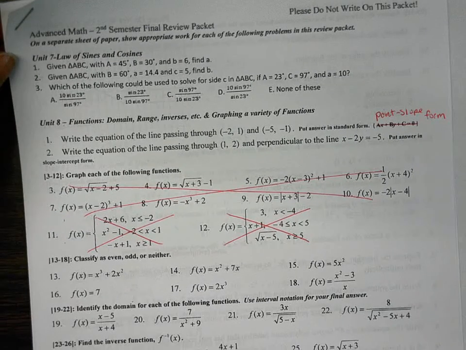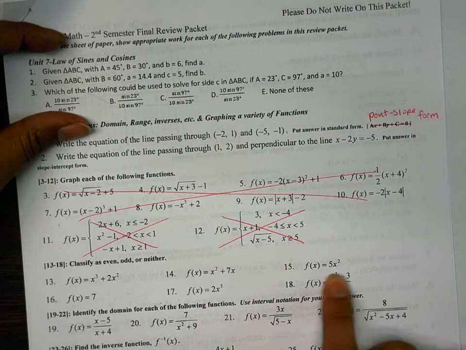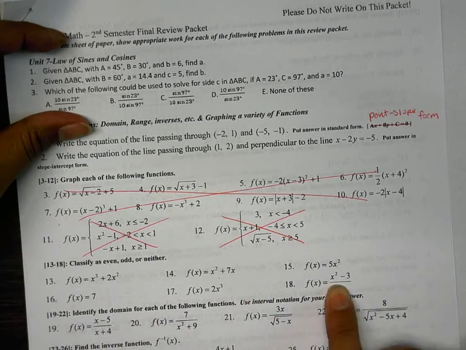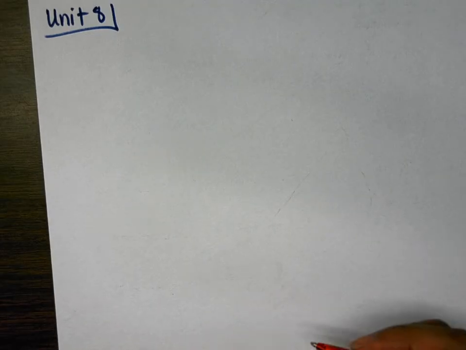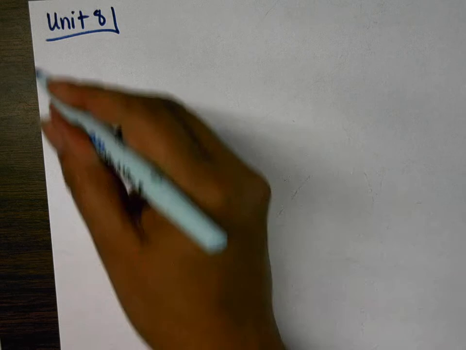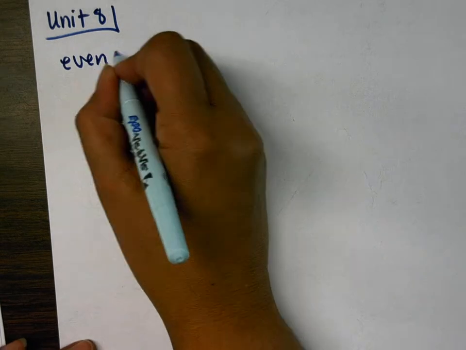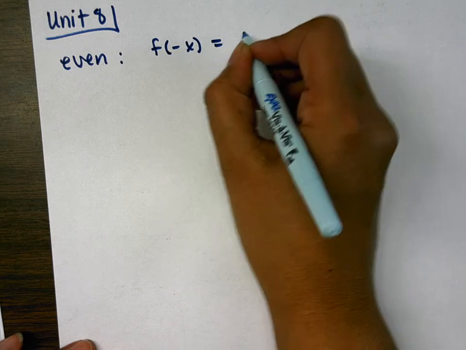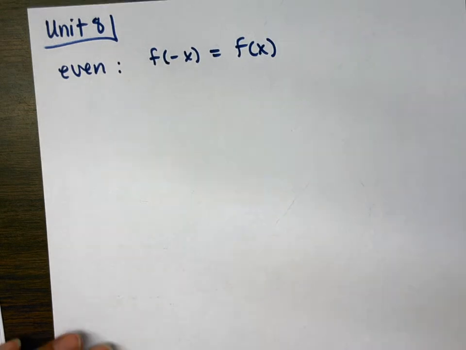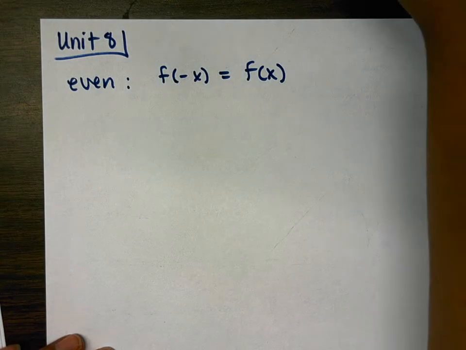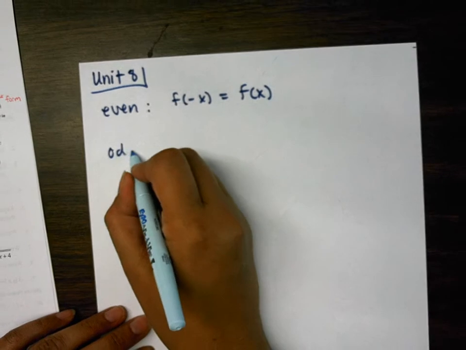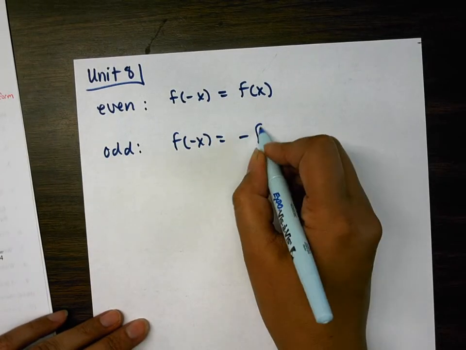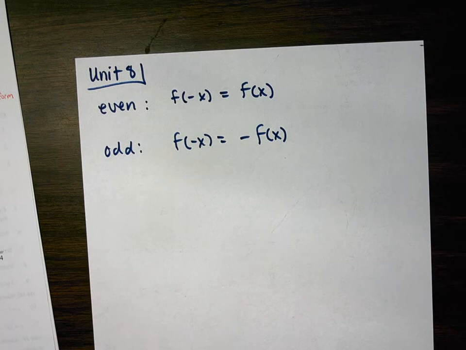With my morning class, we did a few of these even odds. Anybody need a refresher on even odds? Yes? Okay. Even is even when f of negative x equals the original function. It is odd when f of negative x equals the opposite of the original function.